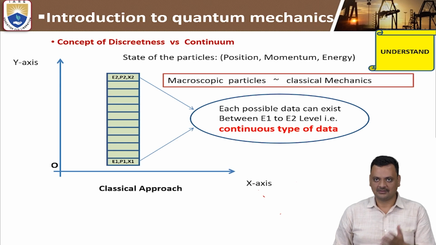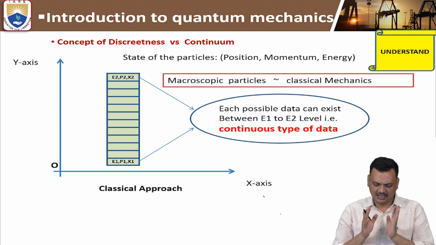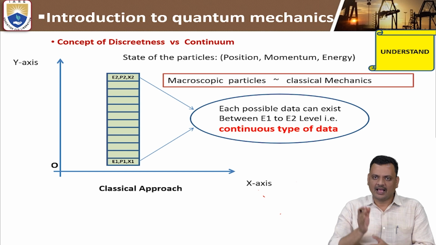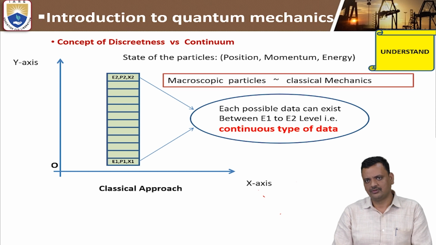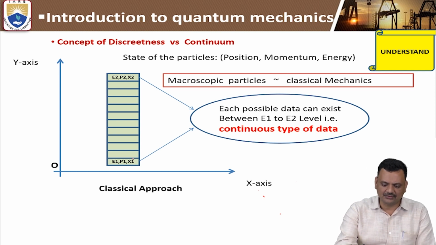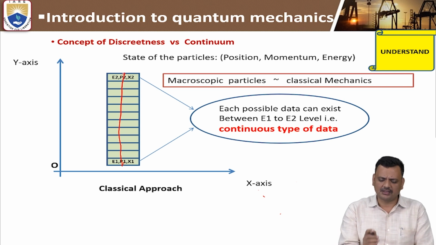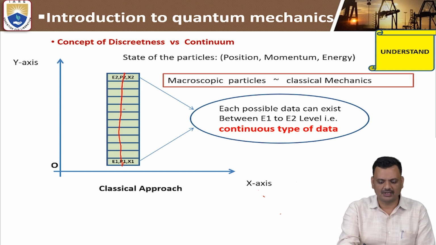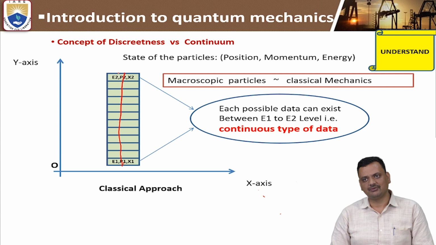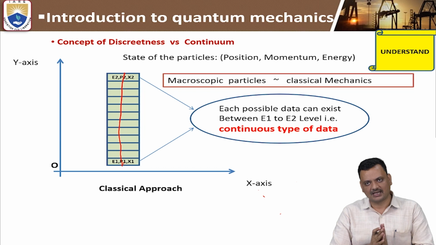So, the concept of discreteness versus continuum. Classical mechanics believes that every set of data can have every possible value. Means here E1, P1, X1 can lie from here to here. And whatever your imagination, every possible data can exist from here to here. Means this is a continuous set of data, and this is the approach of classical mechanics.